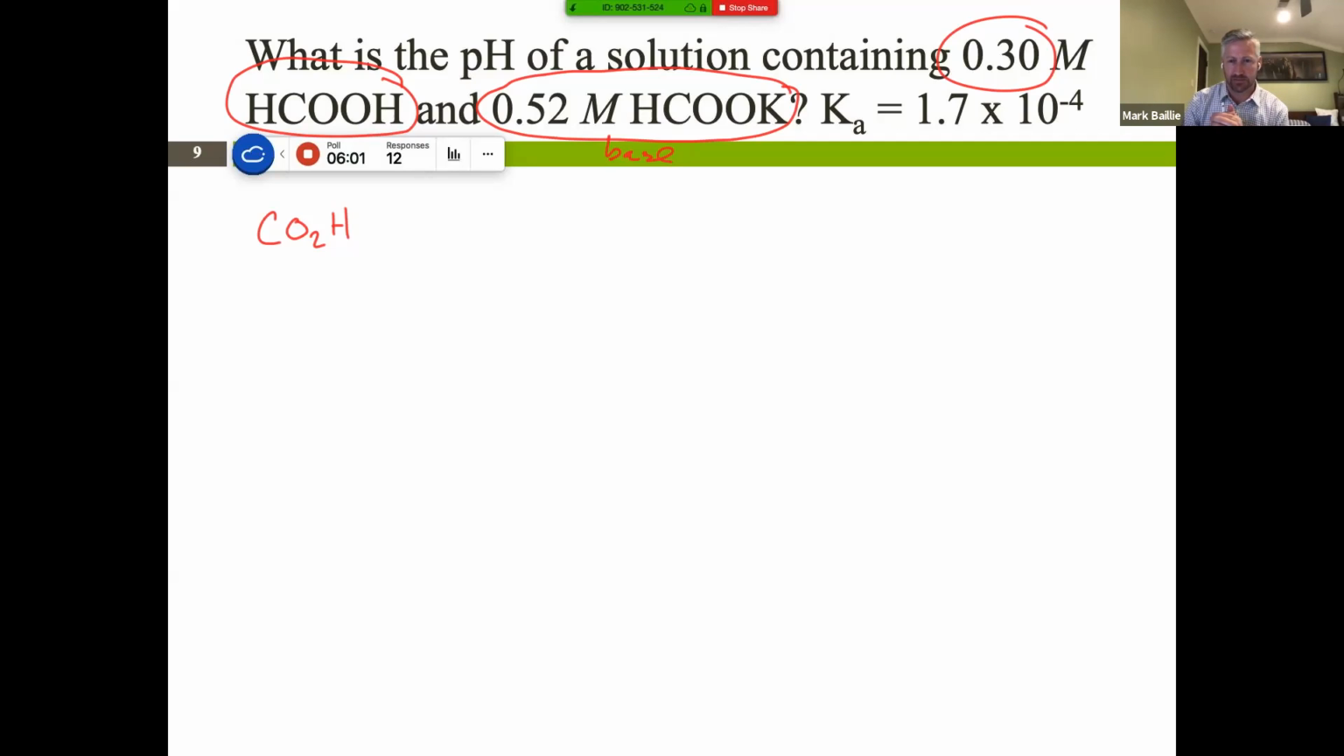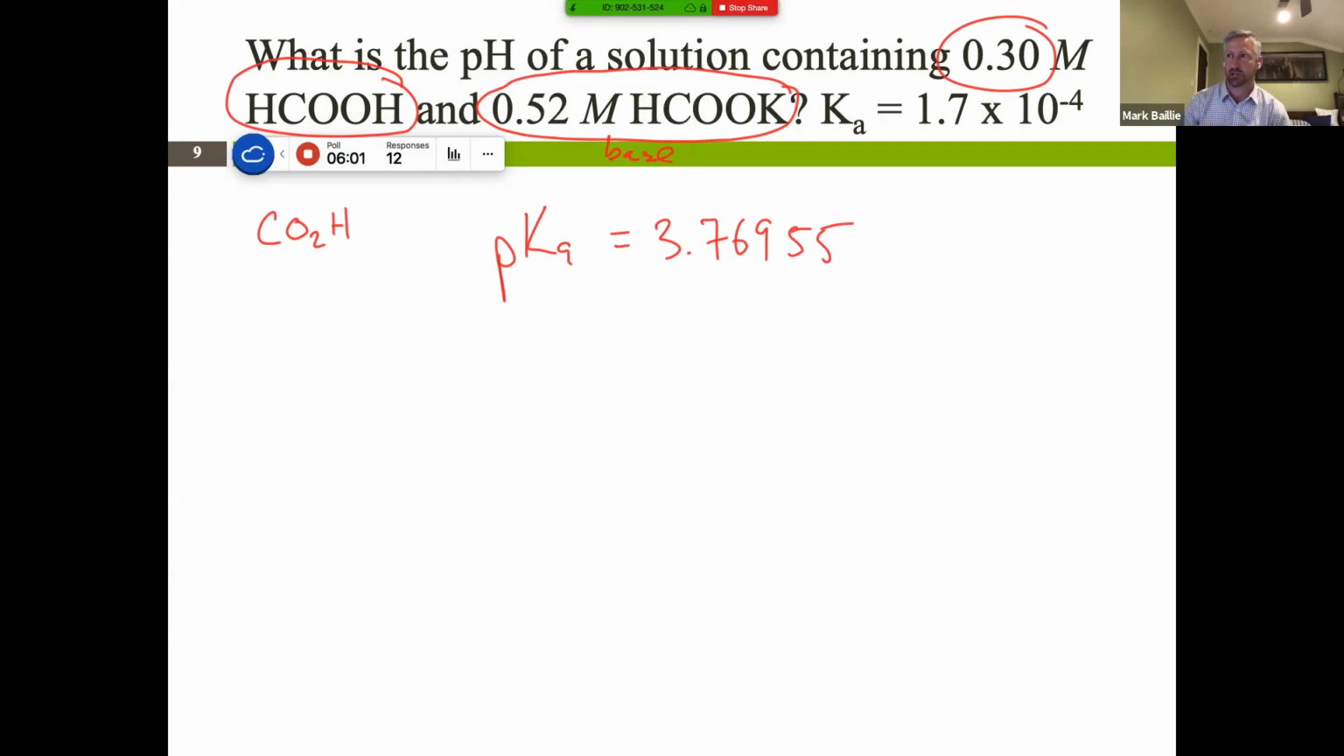Any volunteers? Would it be the pKa? So Verda just said the pKa. So the pKa for this particular conjugate acid base pair is equal to 3.76955. It's probably way too many sig figs. I should probably have fewer. So if we had an equal mixture of the conjugate acid base pair, both of them 0.30 molar, we would have pH equals pKa. In this case, we don't.